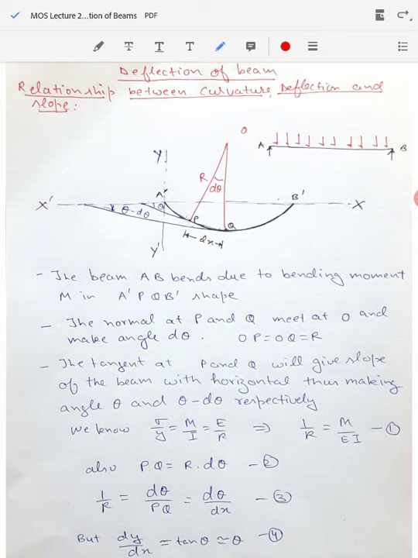Now from the figure we can say that the chord PQ will be equal to R times d theta, right? Because R is the radius and d theta is the angle it subtends, PQ will be equal to R times d theta. So we can say from equation 2 that 1 by R will be equal to d theta by PQ. And what is PQ? PQ is the small elemental length along the x-axis. We are assuming that the distance between P and Q is very small, and let's say it is equal to dx. So 1 by R will be equal to d theta by dx.